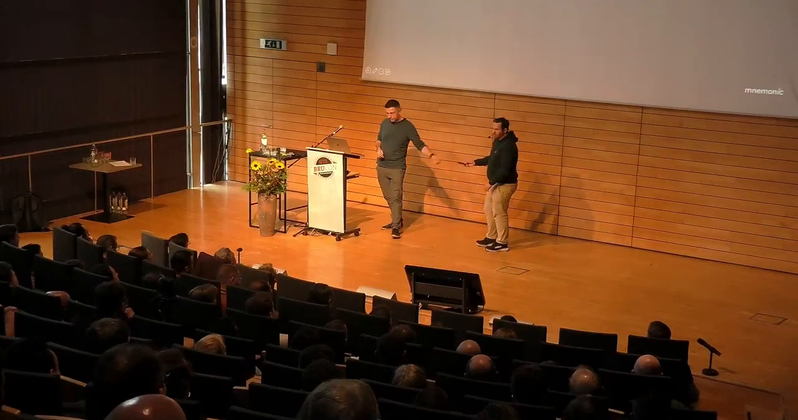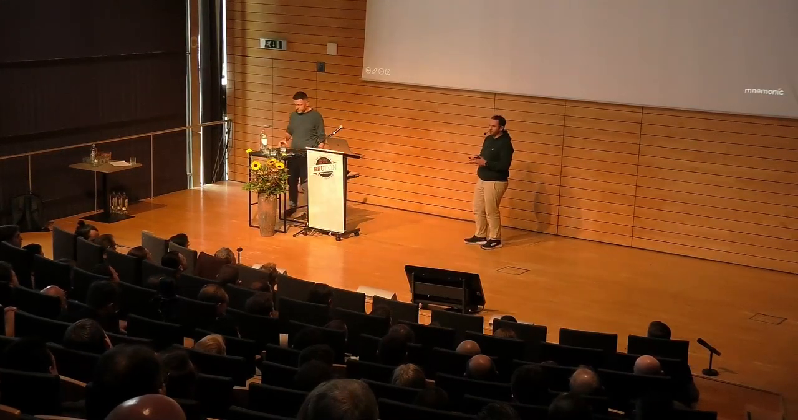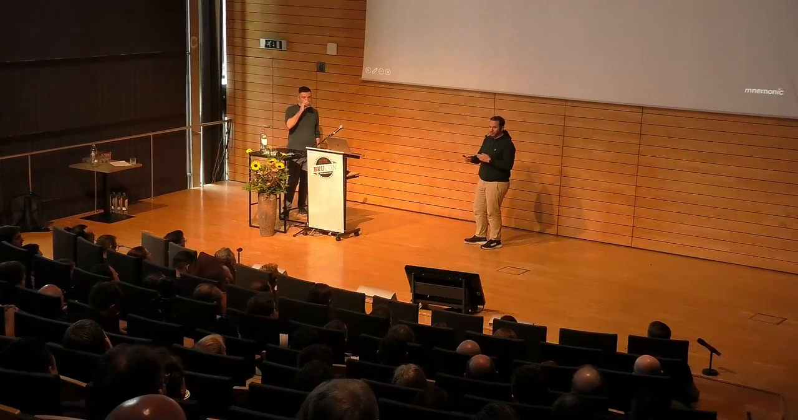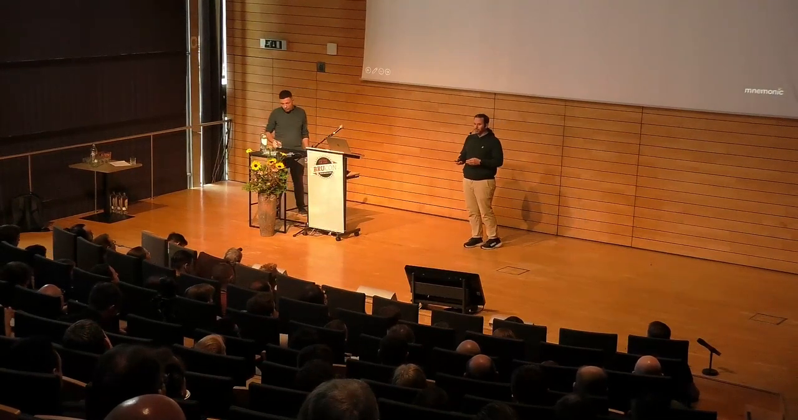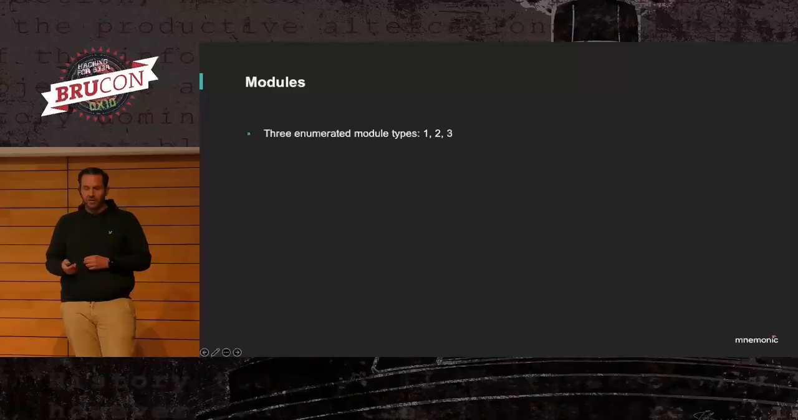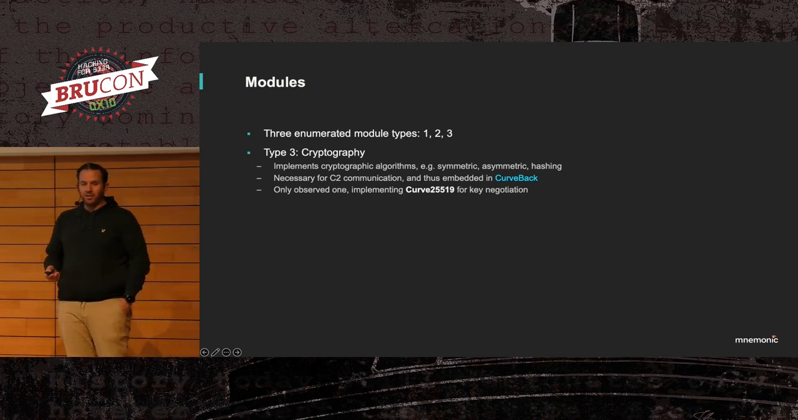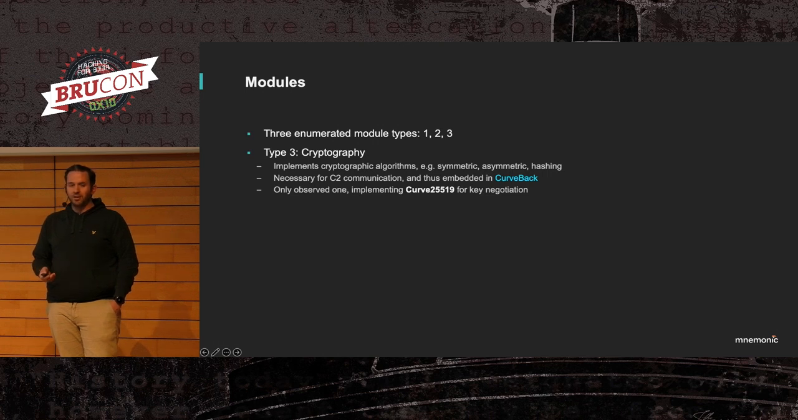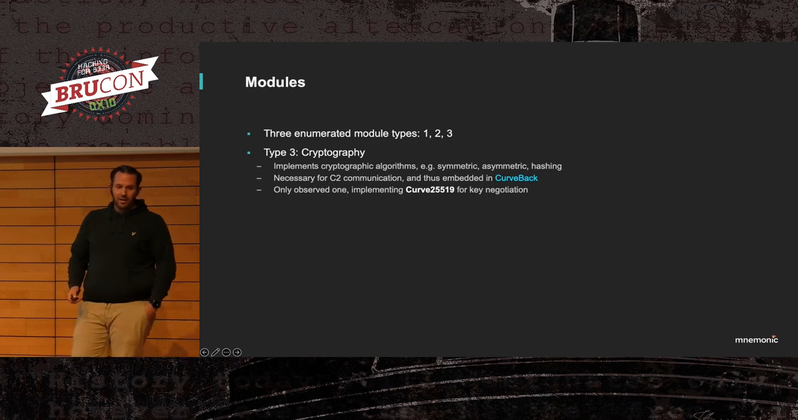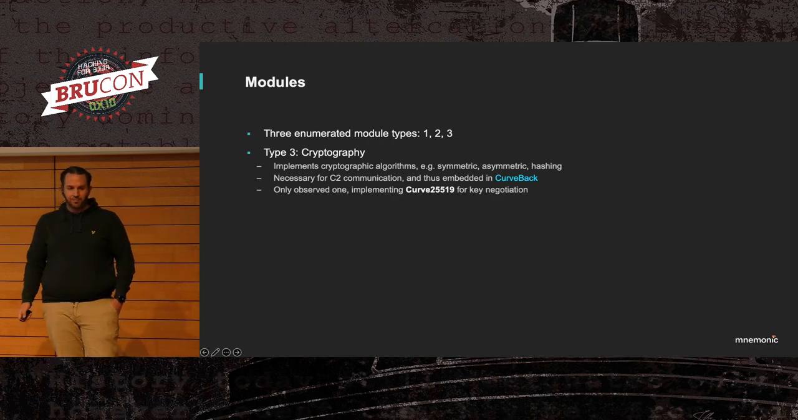Over to you. So the core module is just facilitating communication between the modules. The modules consist of three enumerated module types: 1, 2, and 3. Module type 3 is responsible for the cryptography, where they implement the symmetric and asymmetric encryption algorithms and hashing. This is necessary for communicating with the command and control server. This module is embedded in the backdoor. And we have only seen one version of type 3, which implements Curve25519 for key negotiation.